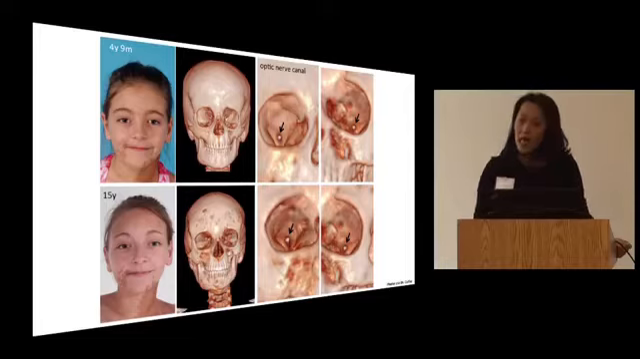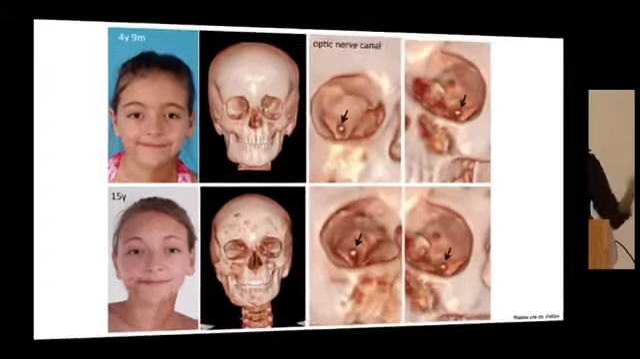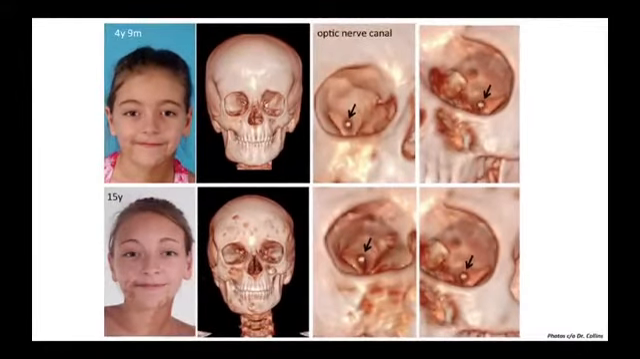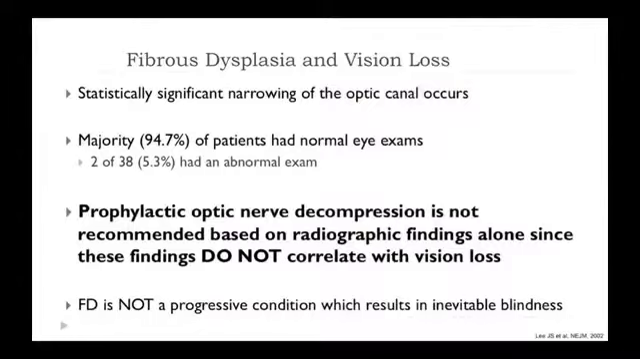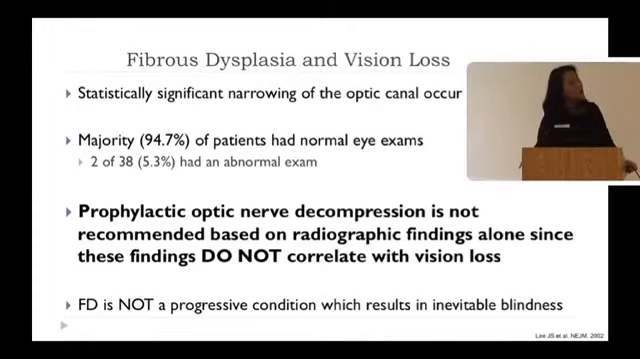What we have noticed, though, is that there are visual changes, and Dr. Fitzgibbon will go over that in just a little bit. There are vision changes, but whether it's the FD, the fibrous dysplasia, constricting or causing stretching is really unclear. In our study, what we found was there was, in fact, a statistically significant narrowing of the optic canal. However, that did not translate to folks having blindness or having abnormal eye exams. In fact, the vast majority of our patients actually had a normal eye exam.